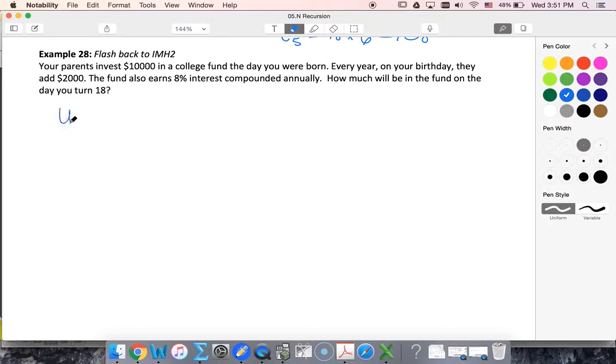So we start off, I'm going to say U sub 0 for just the initial amount. We start off with 10,000. And then on your first birthday, this will have earned 8% interest. That's an amazing fund if you're getting 8% interest. So 100% plus 8% interest, and then they add 2,000.